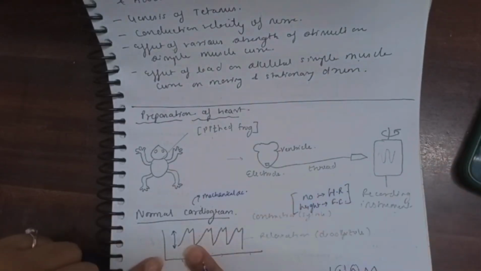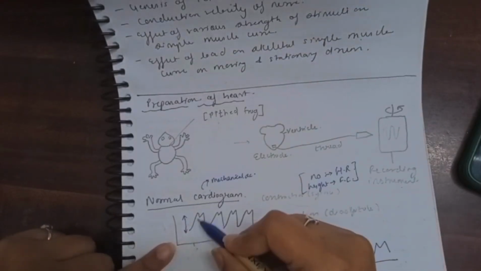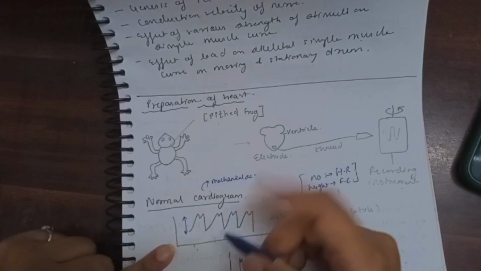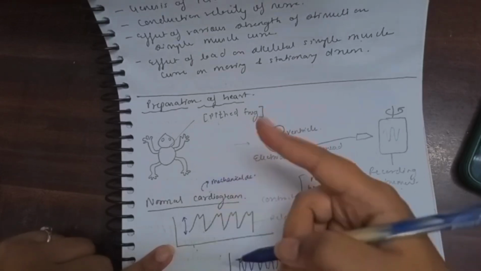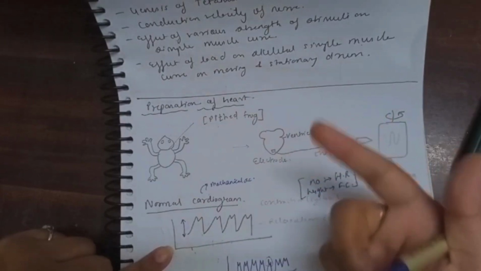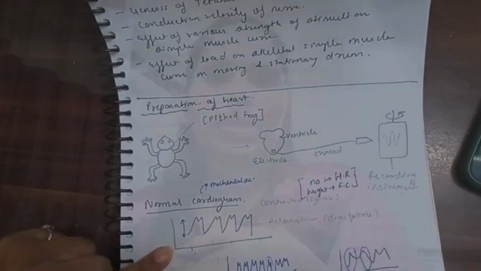So when we check the effect of warm and cold Ringer solutions on the normal cardiogram, there will be changes seen in the height and the number of stimulations, or number of systole and diastole present on the graph, which will then be determined as the change in the heart rate or change in the force of contraction.